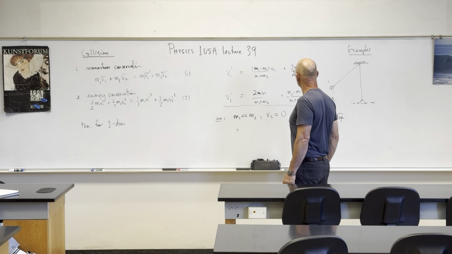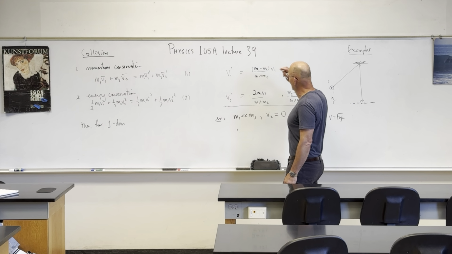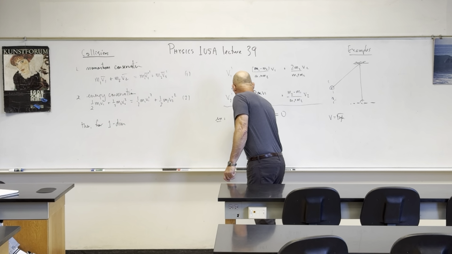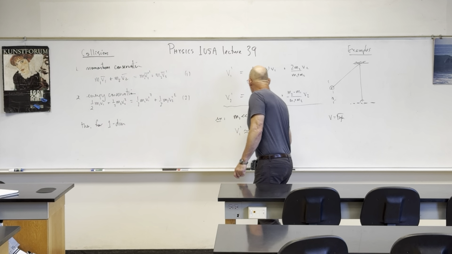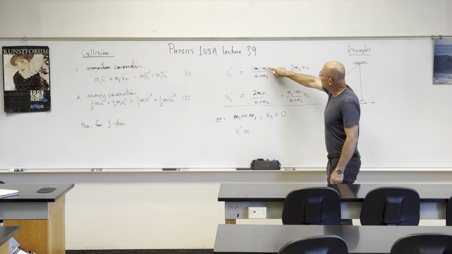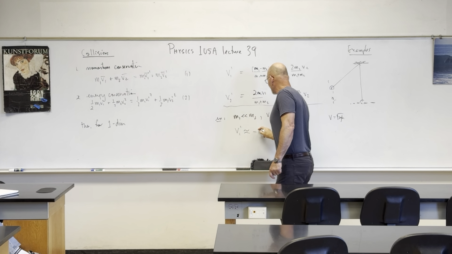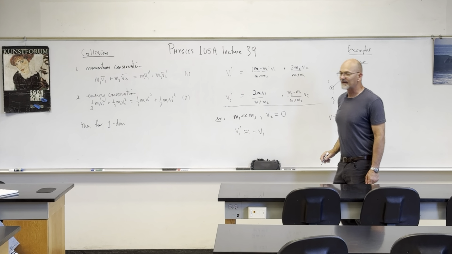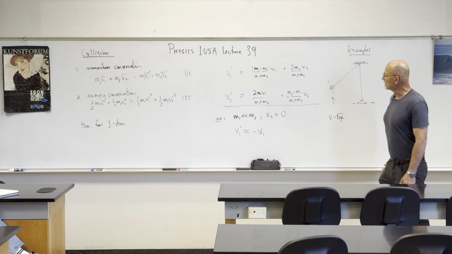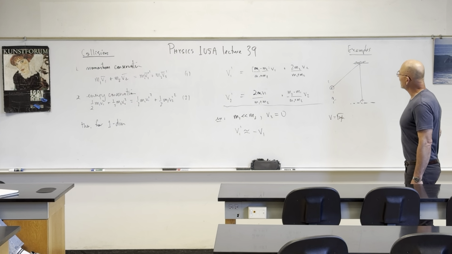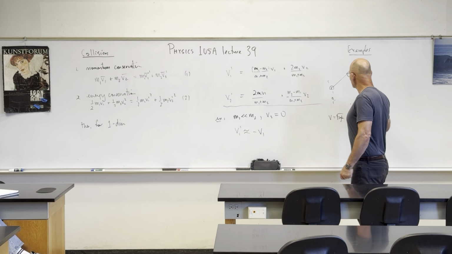V1 prime is approximately negative V1, right? And V2 prime would be... I was looking at the wrong M here. So M1 right here. So V1 prime, M2 is dominating. M2 over M2 with a minus sign, approximately minus. So that means it just bounces on. Okay, good. So we can play with these examples a lot and do some interesting stuff.